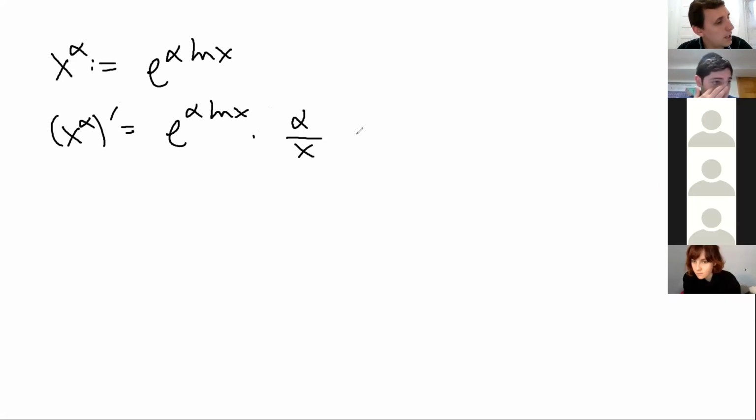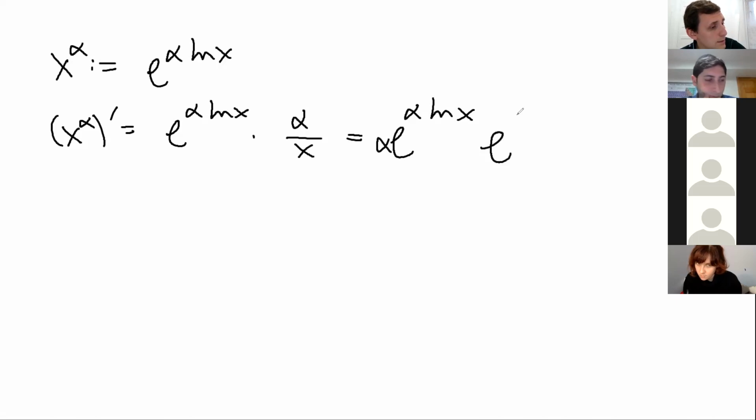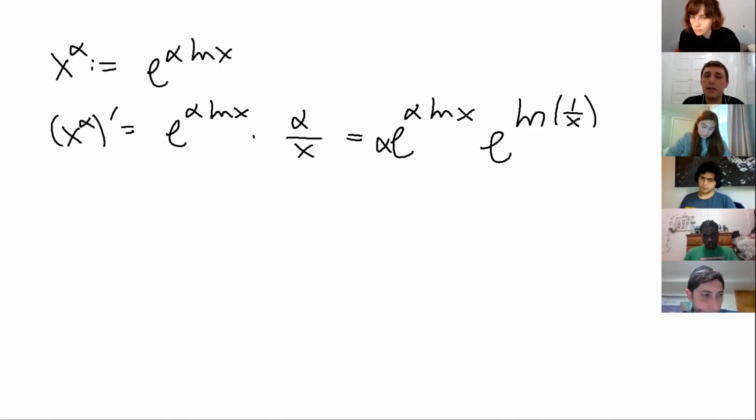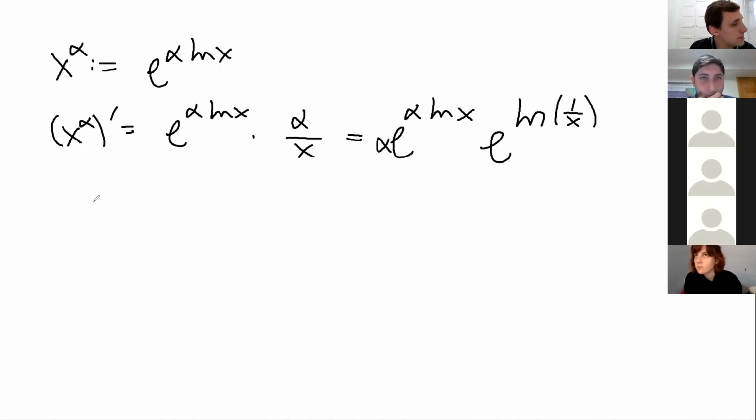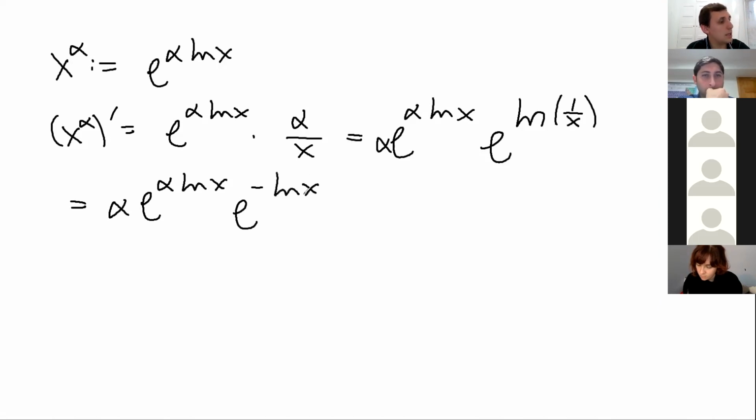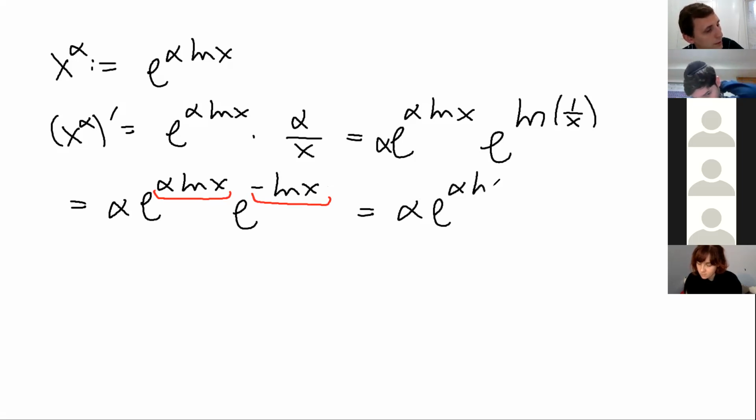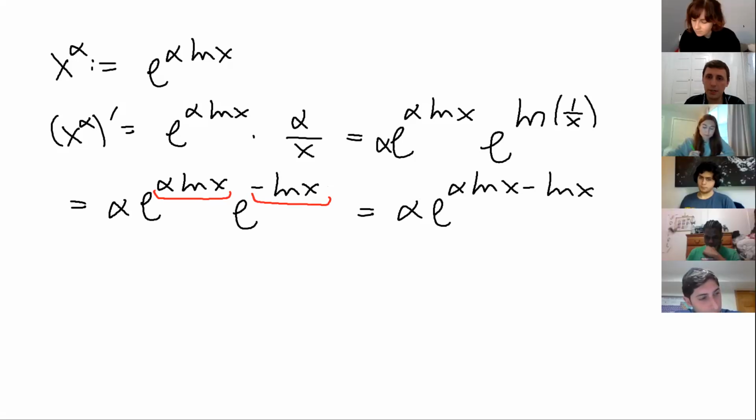Now, what am I going to do next? I am going to put it in combined form. So this is e to the alpha ln x. I will take this alpha and place it in the front. And the 1 over x, I will write as e to the ln 1 over x. You understand? Now, ln of 1 over x is ln of 1 minus ln x, and the ln of 1 is zero. So this is simply the same as alpha e to the alpha ln x times e to the power of minus ln x. And remember, I just told you guys that it's true that you can combine the powers. So this becomes alpha e to the alpha ln x minus ln x. So far good? Are you with me, guys?